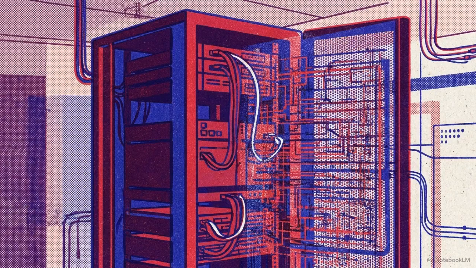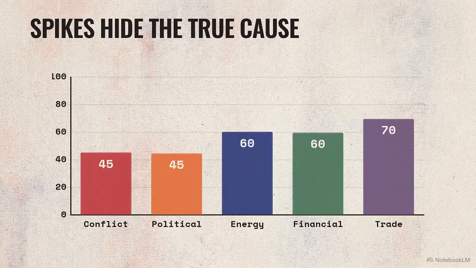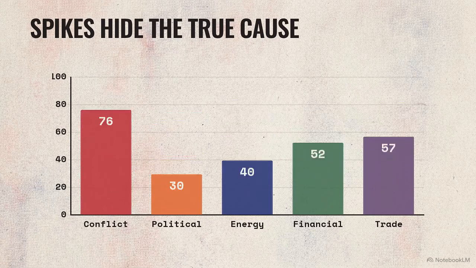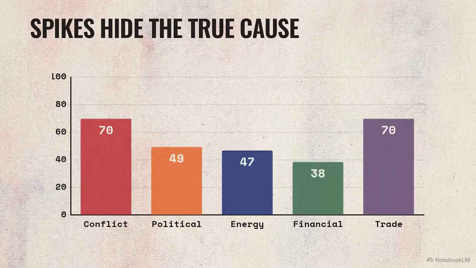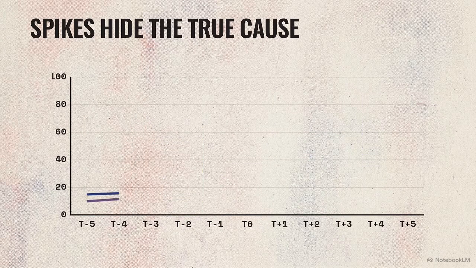Researchers built an automated system called Causal Alpha to solve this exact problem. It continuously scrapes and reads conflict-oriented Telegram messages in real time. It uses natural language processing to sort that endless wall of text into 5 distinct measurable categories: conflict, political instability, energy security, financial stress, and trade disruption.